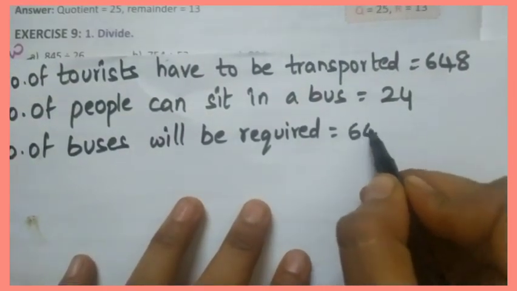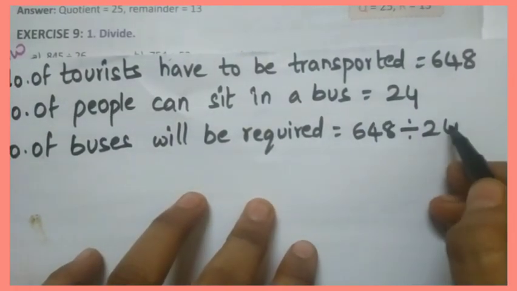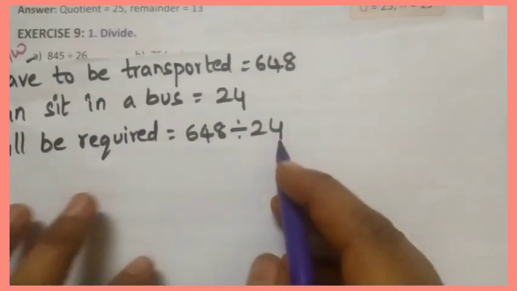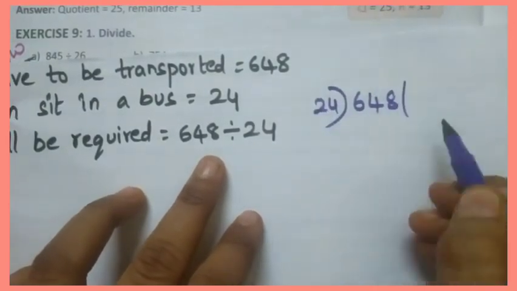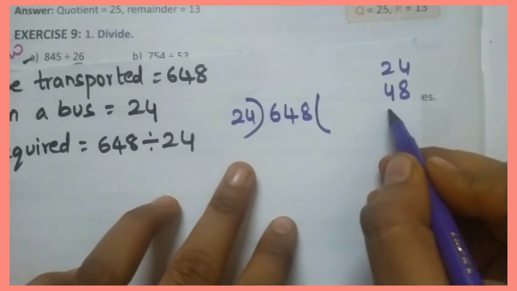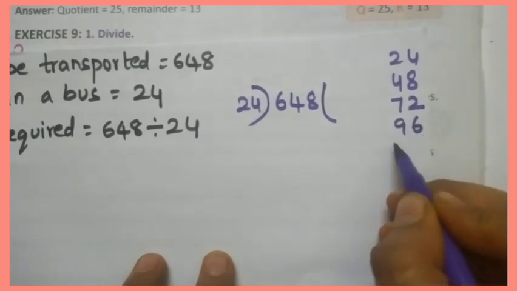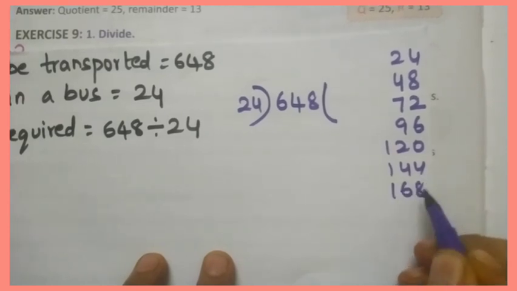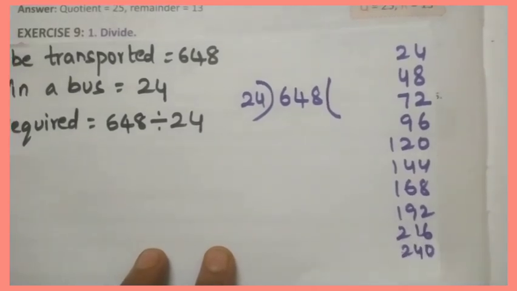648 divided by 24. Remember, always the dividend will be greater than the divisor. Now we'll do this here. To do this problem, we have to write the 24 table. 648 divided by 24. 24 ones are 24. 24 twos are 48. 24 threes are 72. 24 fours are 96. 24 fives are 120. 24 sixes are 144. 24 sevens are 168. 24 eights are 192. 24 nines are 216. 24 tens are 240.